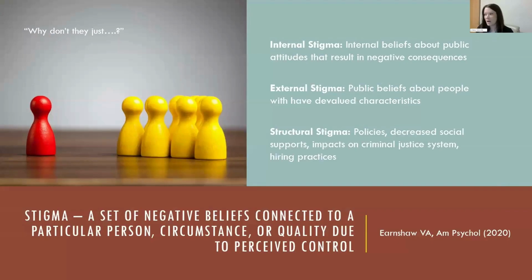When we think of stigma, we think of a set of negative beliefs connected to a particular person, circumstance, or quality due to them having perceived control over that. But really, I just simplify it as any time, and we all do this, sometimes consciously and sometimes subconsciously, whenever we catch ourselves thinking, why don't they just, right? That's stigma in action. So when we catch ourselves, why didn't that person just make it to their appointment today?